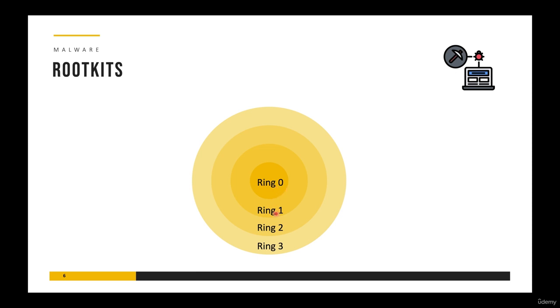So as the ring numbers increase, we have decreasing privileges, which means that ring 1 has more privileges than ring 2, which has more privileges than ring 3. So we have device drivers and other firmware located at ring 1 and 2, but user applications are located in ring 3, which has the least level of privileges. Now this ring structure has been designed in order to ensure safety. We don't want to provide user applications with complete administrative control of our operating system.